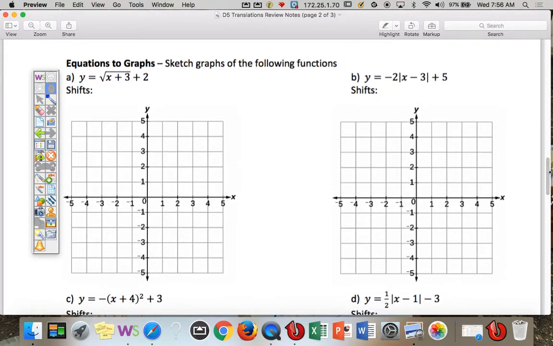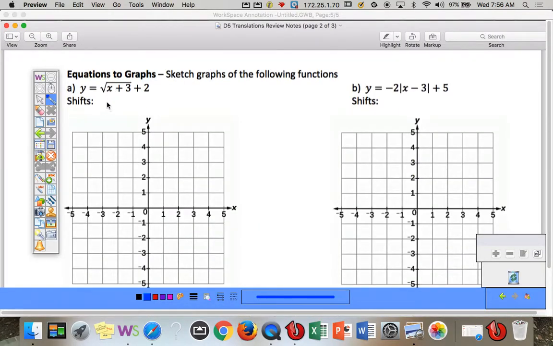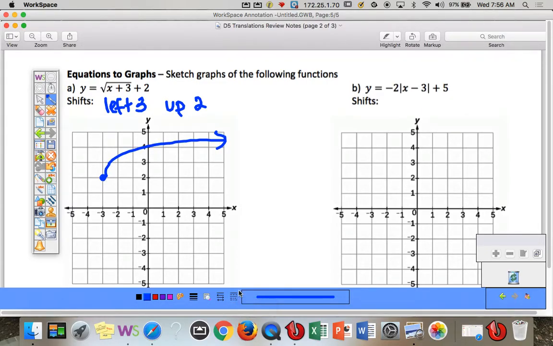Sketch the graphs of the following functions. So the first one, the shift, I'm going to write first. The plus 3 means left 3. The plus 2 on the outside means up 2. So I'm going to go left 3, 1, 2, 3, up 2. And it's a square root function, so we know it looks something like this.